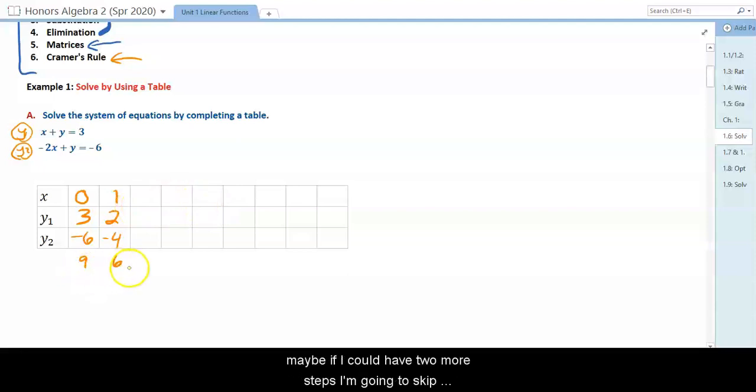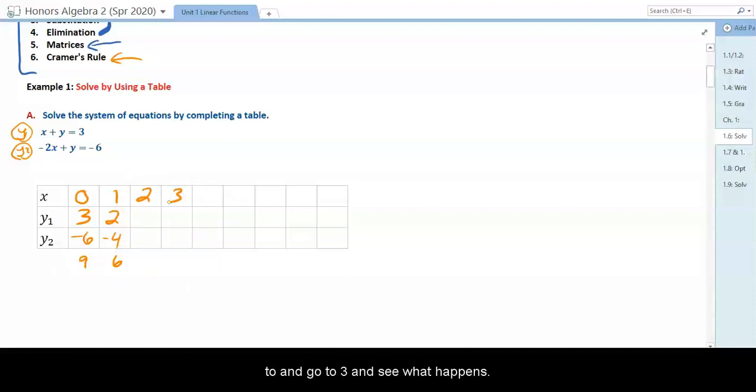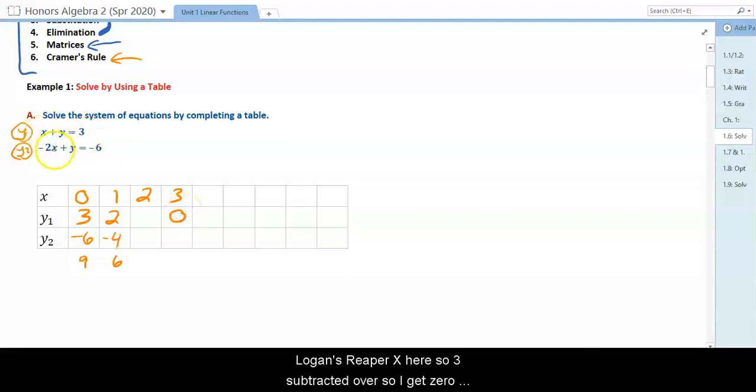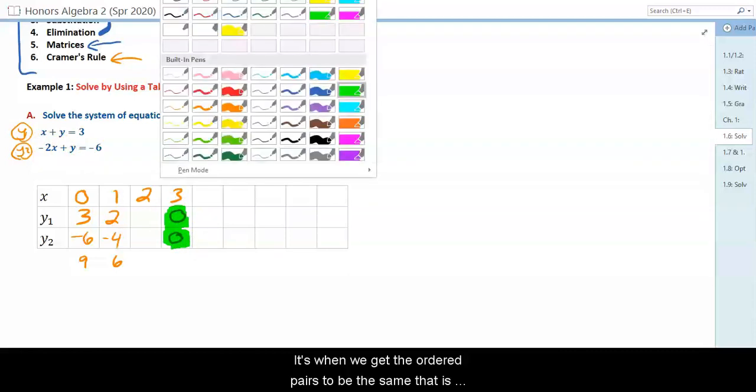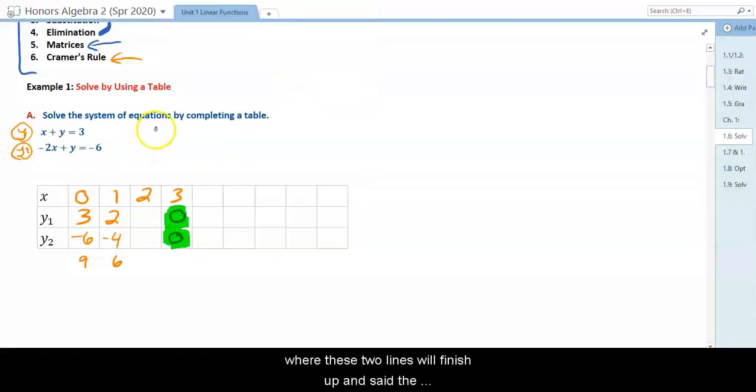So let's take this a couple steps. It looks like it goes down by 3 here, so maybe I'll skip 2 and go to 3 and see what happens. Plugging in 3 for x here, 3 subtracted over, I get 0. Plug in the 3 here, negative 2 times the 3 is negative 6. Add the 6 also gives me 0. And so the y's come out the same. It's when we get the ordered pairs to be the same that these two lines will finish up. And so the solution to this is 3, 0, because here's my x, and this is the same y for both.